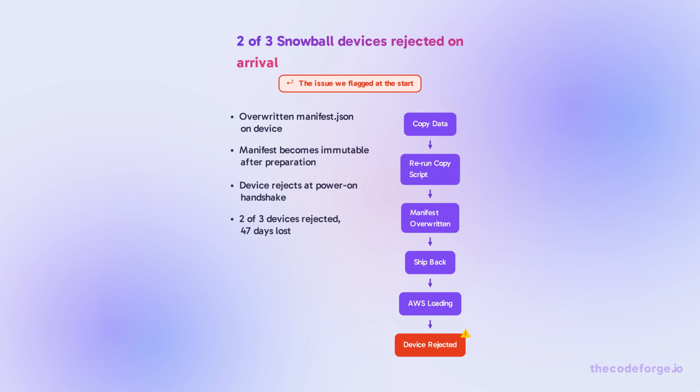This is the same issue we highlighted at the start. Here's exactly why that happened. A team reran their copy script on the same device, which overwrote the manifest.json. The device's hardware-bound manifest became immutable, and any mismatch causes immediate rejection at Amazon Web Services loading. 2 out of 3 devices were rejected, adding 47 days to the migration.